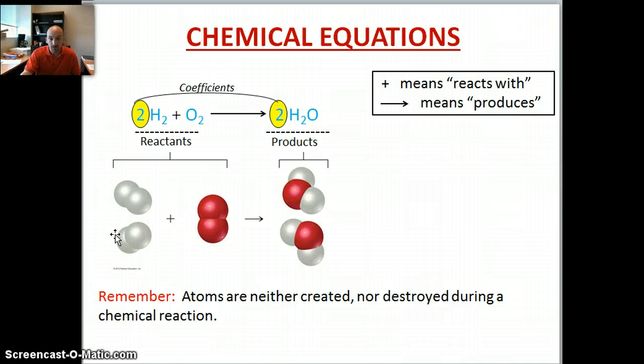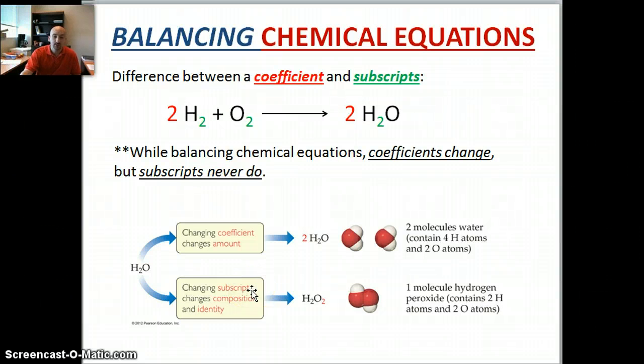So if we look at this closer, we can also see that there's 2 molecules of water in our product side, on the right side, and each is composed of 2 hydrogen atoms and 1 oxygen atom, shown here. And so we have 2 molecules of that. That means that in order to balance this chemical equation, on the left side there has to be 4 atoms of hydrogen and 2 molecules of oxygen, or 2 atoms of oxygen. So to balance a chemical equation, we need to determine the coefficients that provide an equal number of each type of atom on the 2 sides of the equation.